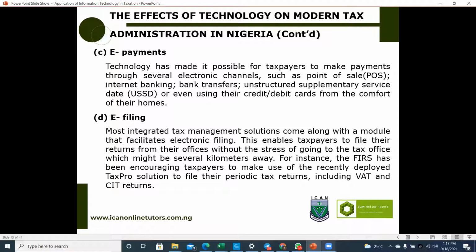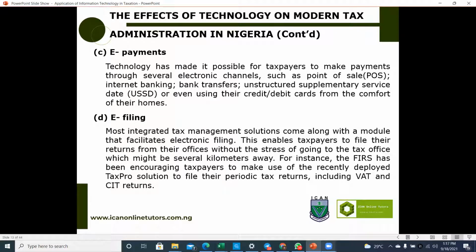In fact, the tax promise was so designed that you can pay on the portal through remittal. What you just need to do is to generate your remittal reference. You can use your POS since you have the code. You can use your internet banking, your bank transfers, your USSD. So this is one of the advantages of the tax promise.